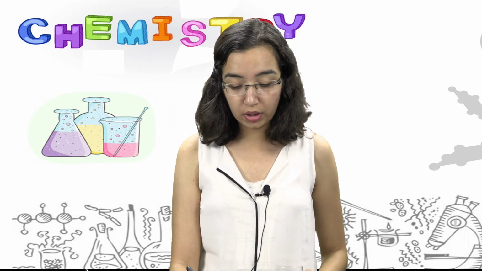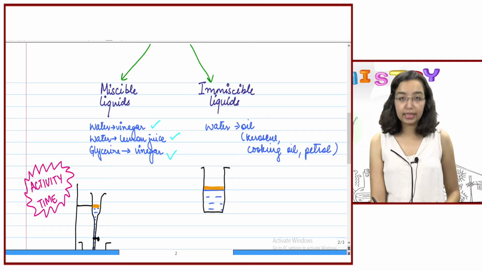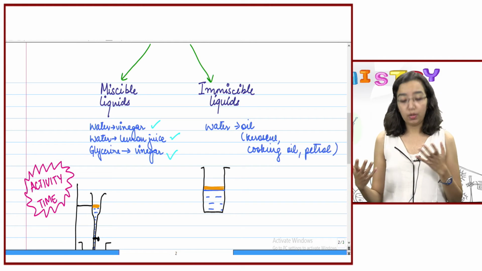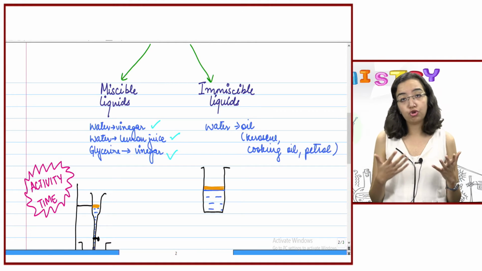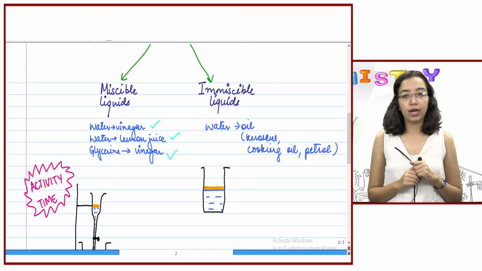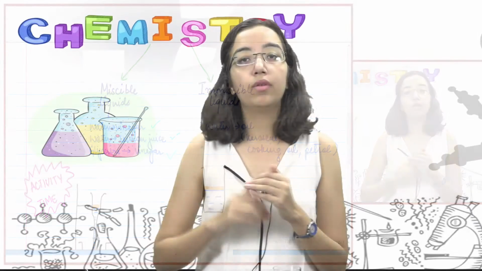One example shown here is water in vinegar, water with lemon juice, and glycerin with vinegar. So in the last case, we do not have water as the solvent. There are also cases, for example, dissolving lemon juice in vinegar is also a miscible liquid, but it does not include water as the solvent. So these are some examples of miscible liquids. It is when a liquid gets dissolved in another liquid and disappears completely.